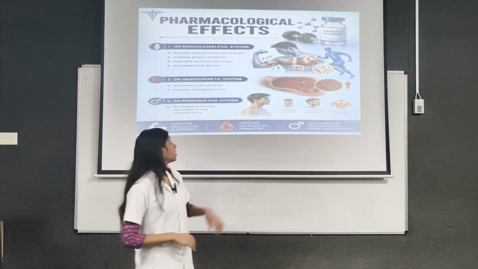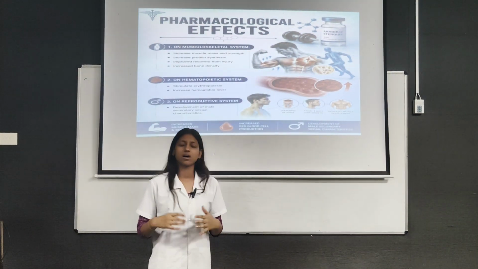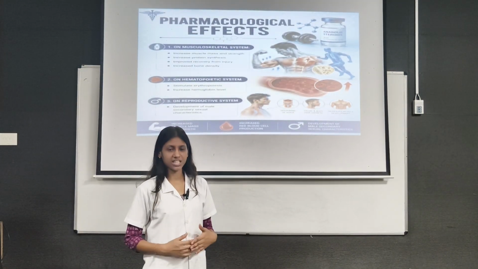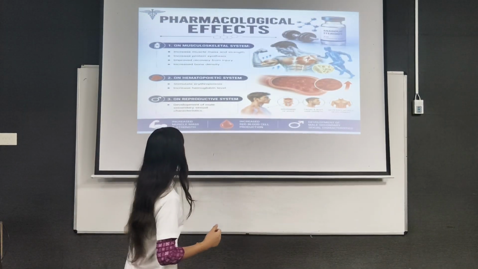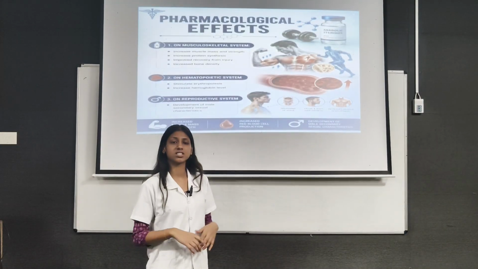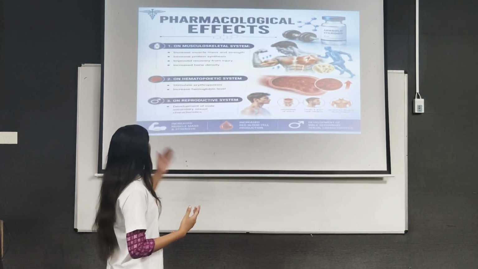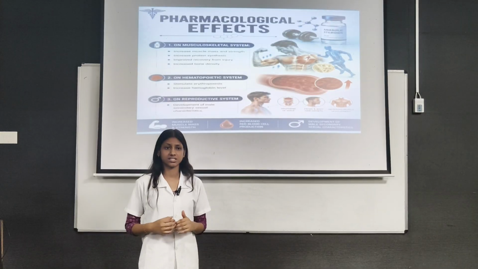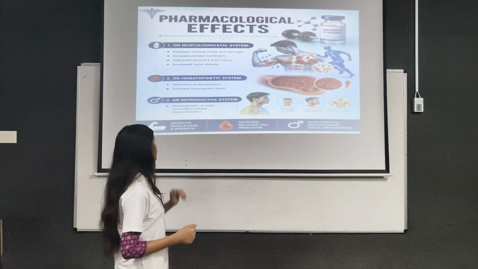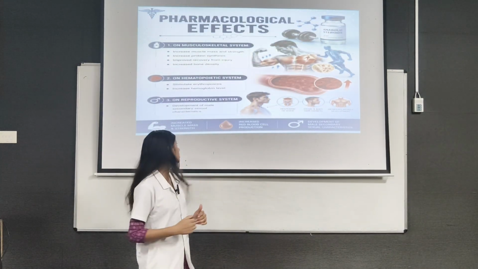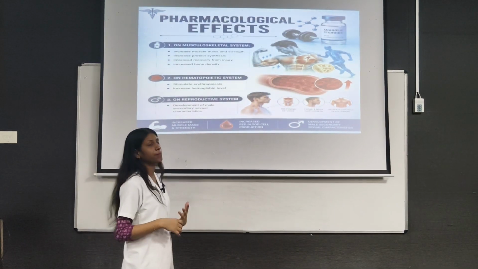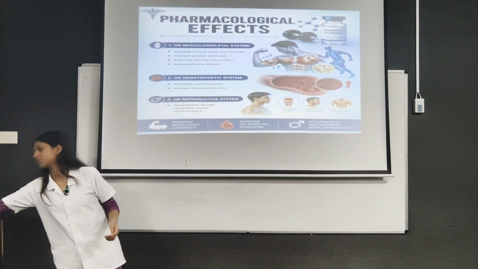Pharmacological effects. It produces many pharmacological effects on different systems of our body. The first one is the musculoskeletal system. On the musculoskeletal system, it increases muscle mass and strength. It increases muscle size. It helps to increase bone density, and it helps to increase muscle repair. Next is the hematopoietic system, where it helps in erythropoiesis. And third one is the reproductive system, which is development of male secondary sexual characteristics.